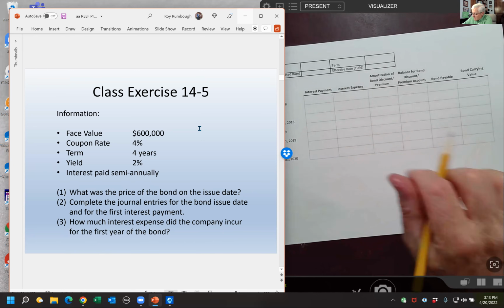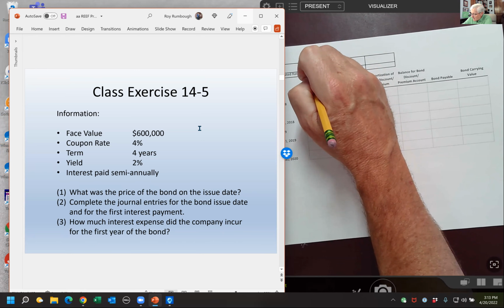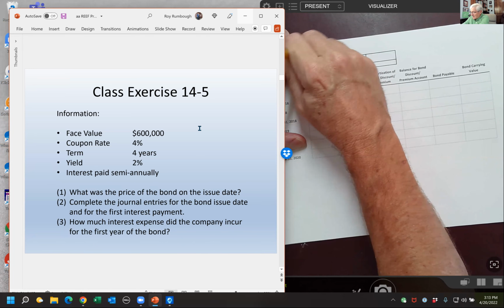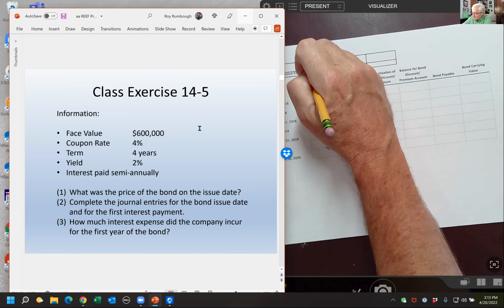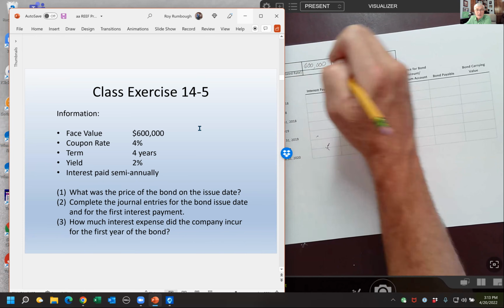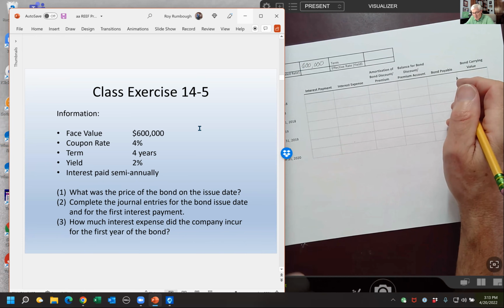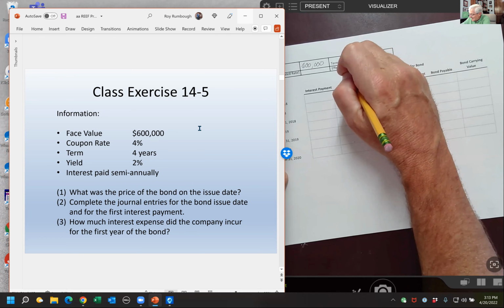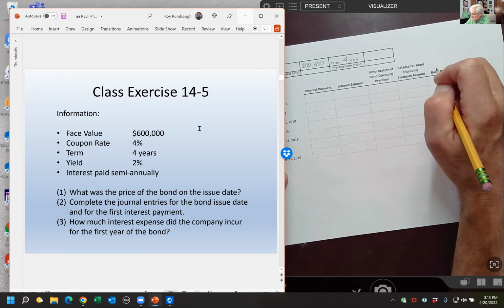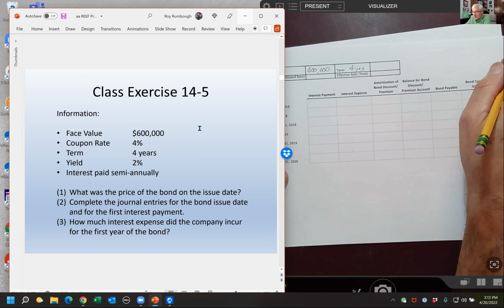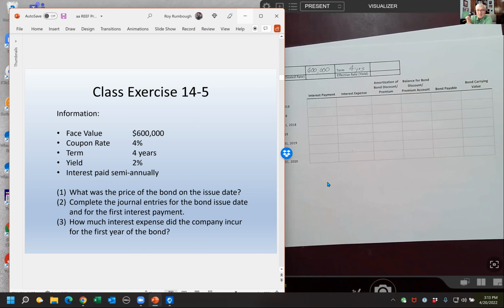All right. Principal or par value or face value is 600,000. The term is 4 years. That's too bad. I don't even have 4 years on this sheet, but I do on my answer sheet. So I'll at least work through the first or second payment.